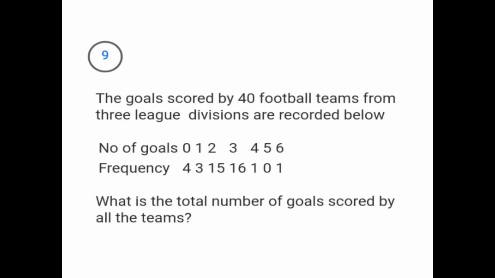Number 9. The goals scored by 40 football teams from 3 league divisions are recorded below. Number of goals: 0, 1, 2, 3, 4, 5, 6. Frequency: 4, 3, 15, 16, 1, 0, 1. What is the total number of goals scored by all the teams? Okay, here X represents the number of goals, while F represents the frequency. I have now set it in a tabular form, so we are going to find out f of x. F of x means to multiply each of both numbers.